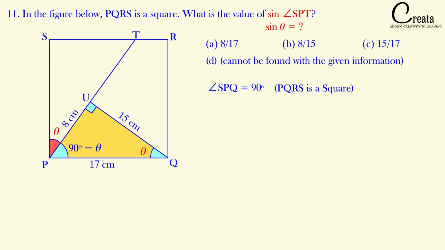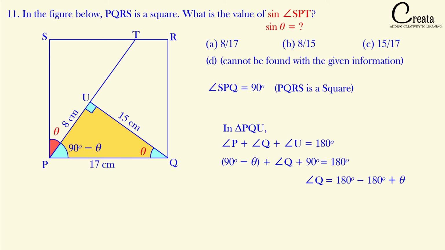How? Let's use the sum property of the triangle. That is, the sum of three angles of a triangle is equal to 180 degree. Angle P plus angle Q plus angle U within the triangle is equal to 180 degree. So 90 minus theta plus 90 plus angle Q is equal to 180 degree. On solving, we got angle Q as equal to theta. Got it? We got angle PQU, this angle, as equal to angle theta.